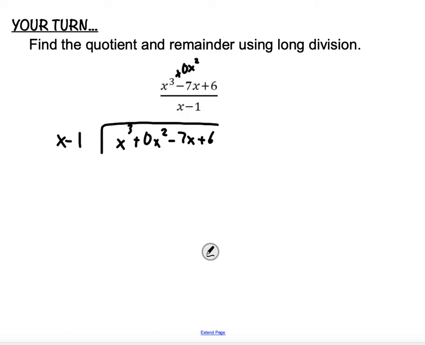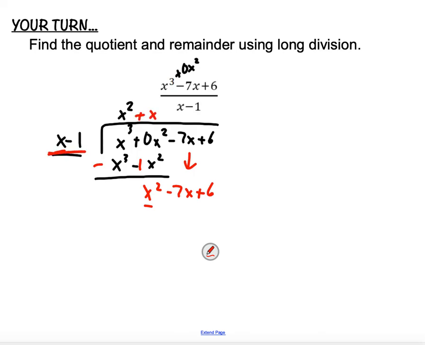X times what is x to the third? That would be x squared. Distribute it through the x minus 1. Change my signs and add. Bring down those terms over there. X times what is x squared? It'd be an x. Make sure you distribute the x all the way through the binomial there. Change your signs and add.